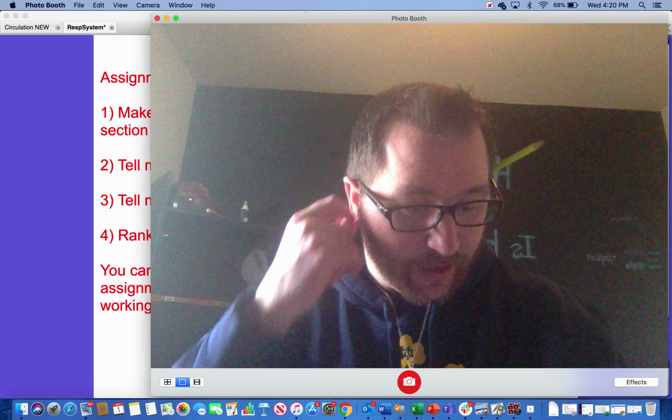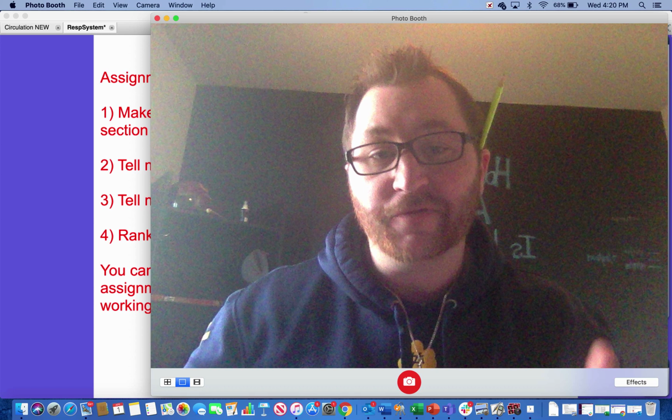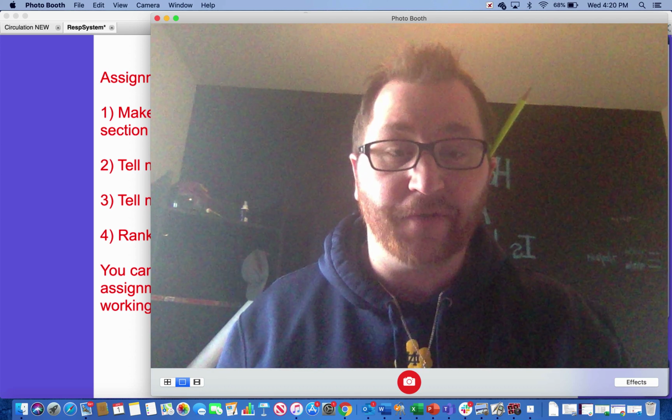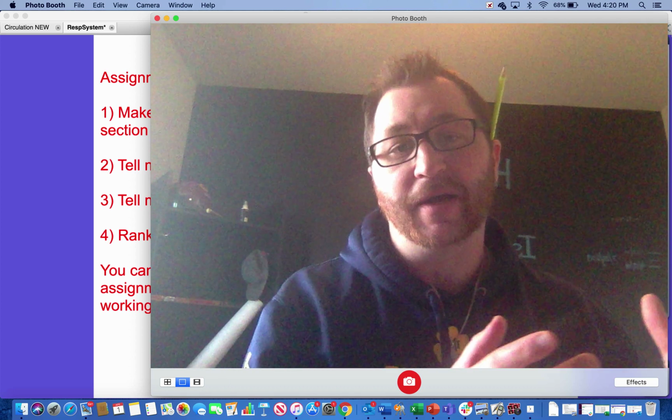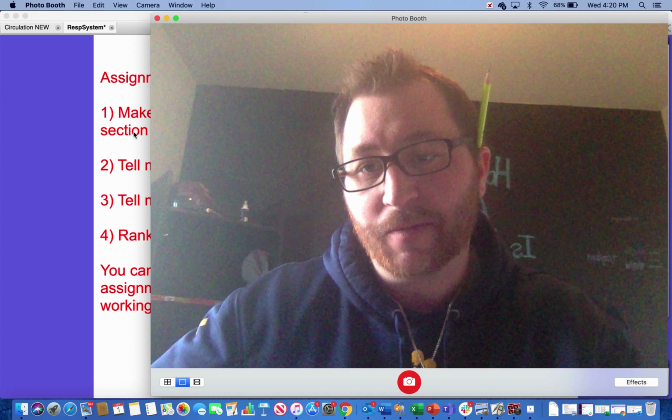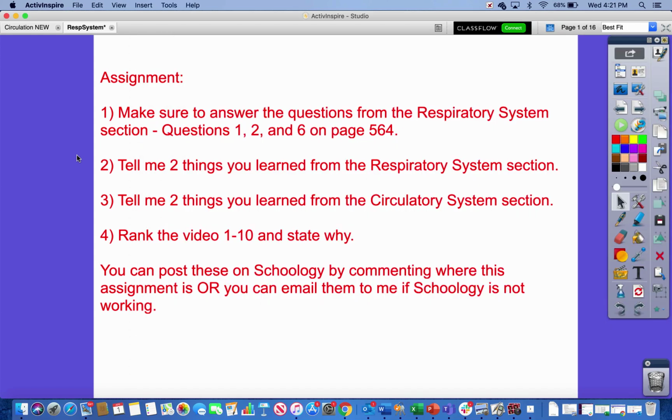Same thing you can see here. There's 2 kinds of fats. Instead of just saying there's 2 kinds of fats, tell me that there are unsaturated fats and saturated fats. So that's what I mean when I say tell me 2 things that you learned. Be specific about things that you learned with the respiratory and circulatory system. If you're not, then you won't get your full points. So just be aware of that.